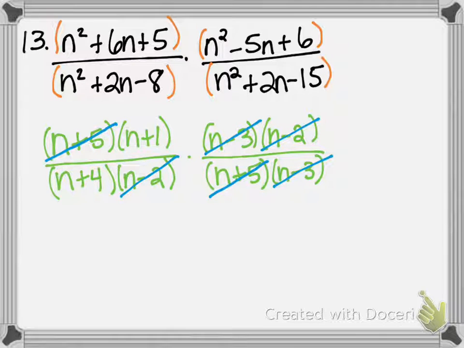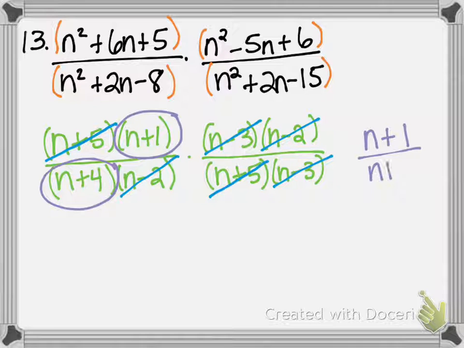So looking at what we have left, we have an n plus 1 on top, an n plus 4 on the bottom. So we're left with n plus 1 divided by n plus 4. Now remember, those two have parentheses around them. They are not identical. They have a plus sign, so they're attached. You cannot simplify it. So that is your answer. You leave it alone.